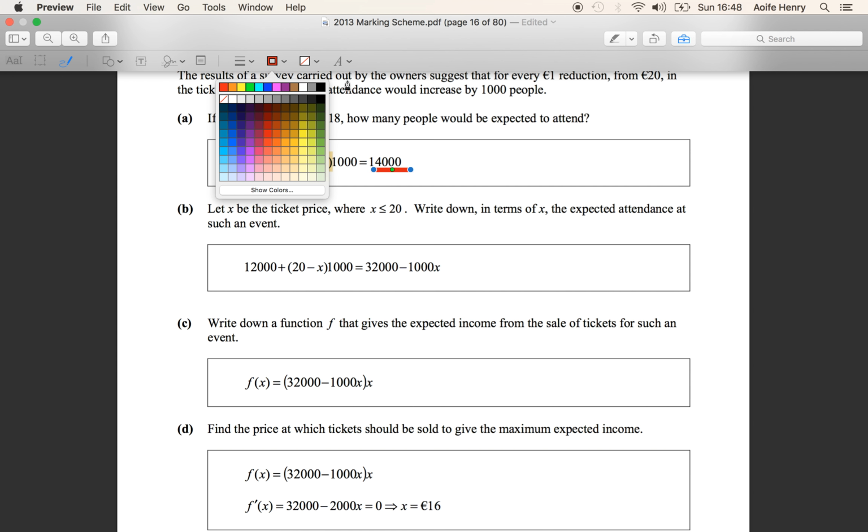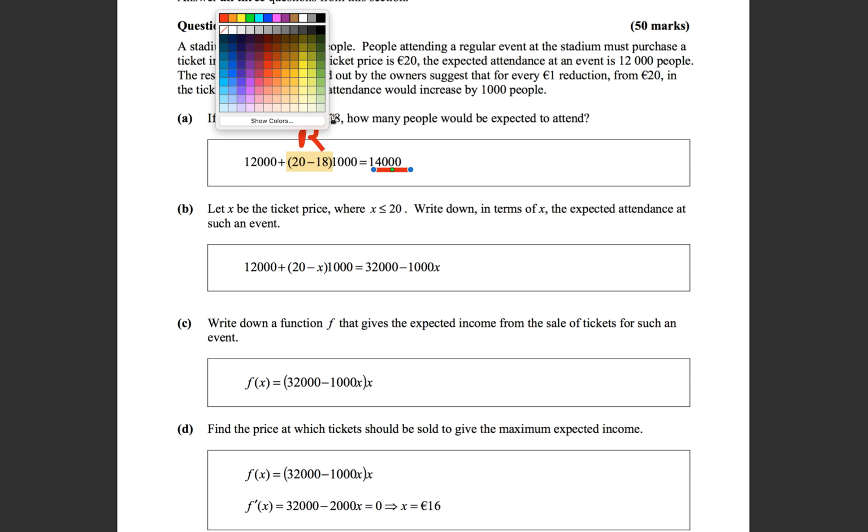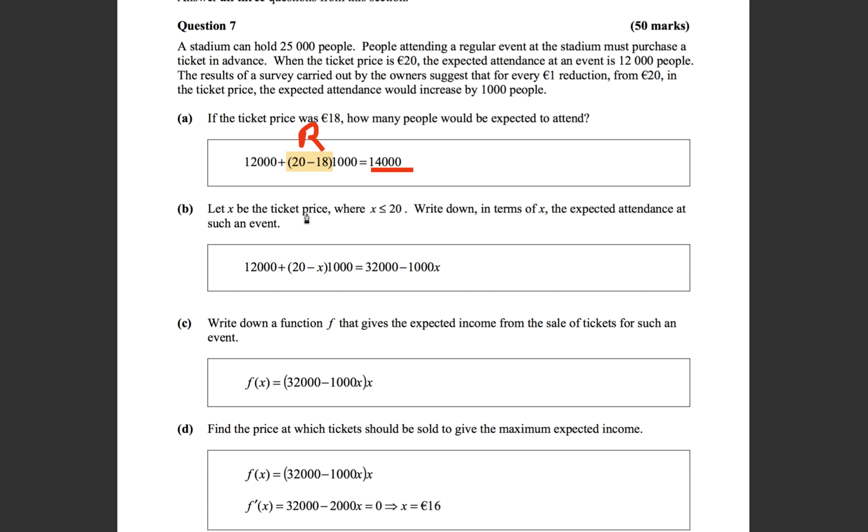Now, the next question is this. Let X be the ticket price. So we know that the maximum ticket price is 20. That's the starting point, so we're going down from there. Write down in terms of X the expected attendance at such an event. So it's basically moving on from this. We know that 12,000 is the base. We start here. Now how many people do we add?